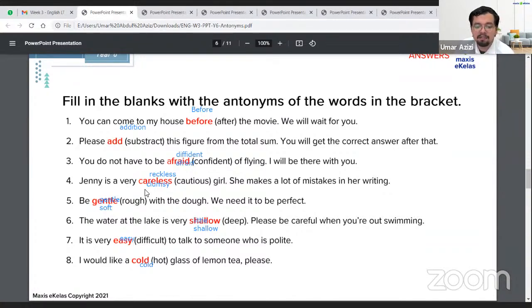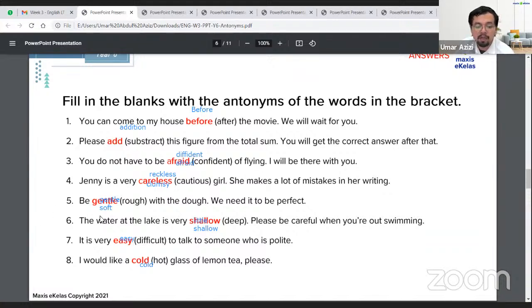Number 4, Jenny is a very clumsy, careless, reckless. So we're going with careless here because the antonym of cautious is careless in the sense where she isn't being, how do I explain this? Cautious is her behavior approaching work. When approaching work, you want to be cautious. She is careless here because she made mistakes that she could have avoided if she was cautious. However, reckless and clumsy, I feel, are also inappropriate answers. In this case, we prepared for one answer, which was careless.